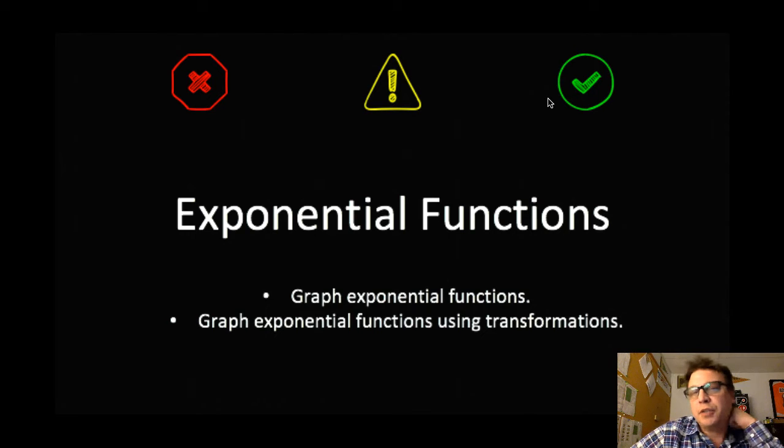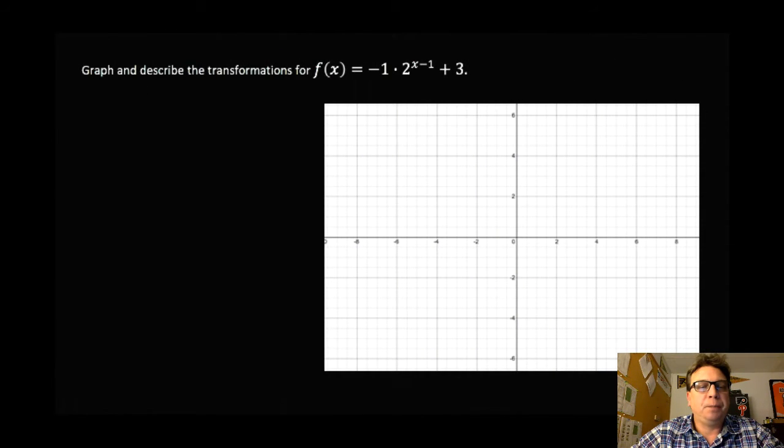All right, so for this section, we're going to work on exponential functions. And we're going to graph exponential functions and also graph them when using transformations. So by graphing exponential functions, we're going to talk about the graphs themselves. Where are the asymptotes? What's the domain? What is the range? And what does the end behavior look like? So let's get started with this particular example that I've got here.